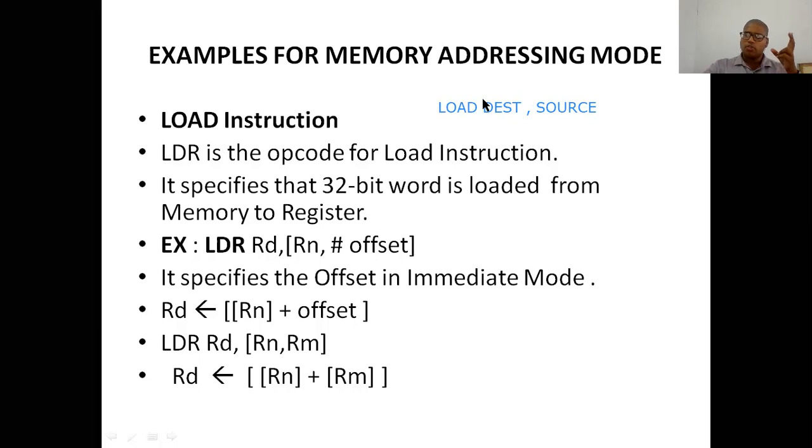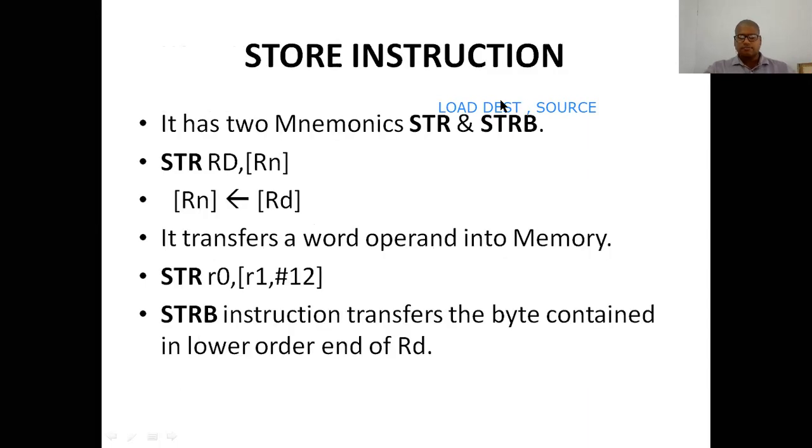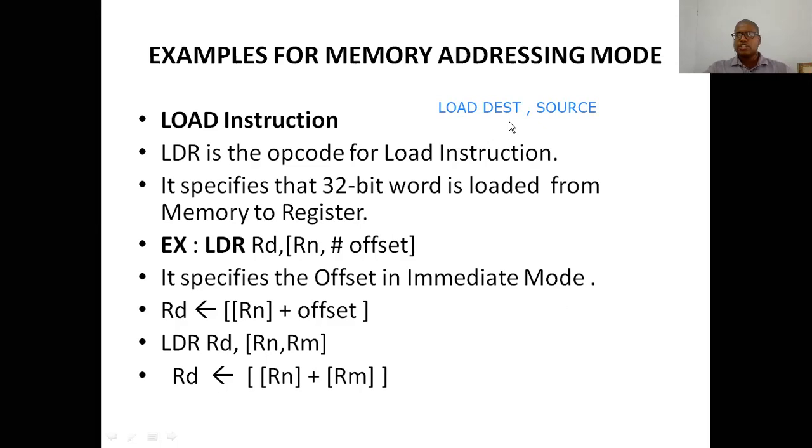If I want to shift my house from Guntur to Tenali, the destination will be Tenali and the source point is Guntur. From Guntur I need to take the luggage and dump it in Tenali. Here LDR is an op code, operational code, to perform the load operation. RD is the destination, as per the syntax: load space destination comma source. Here RD is the destination and this entire thing will be the source.